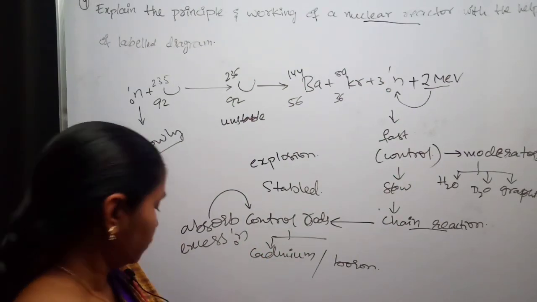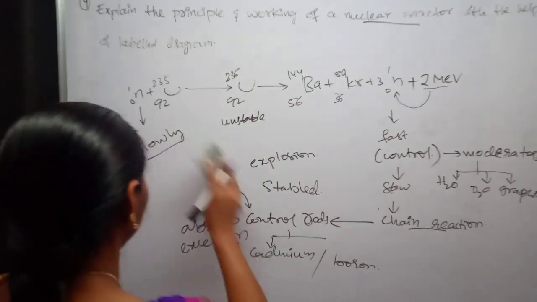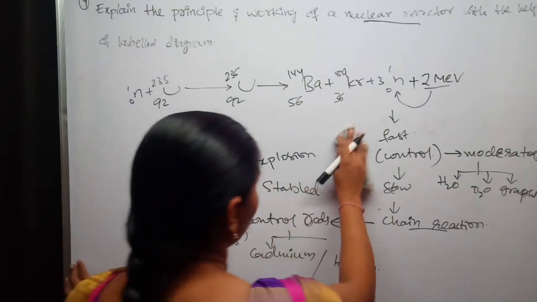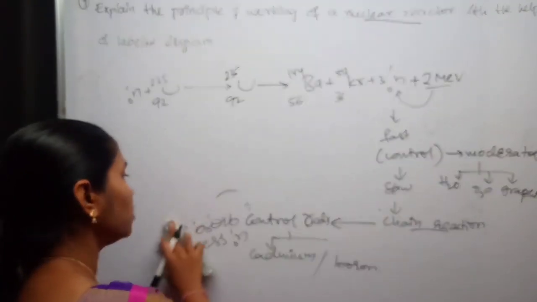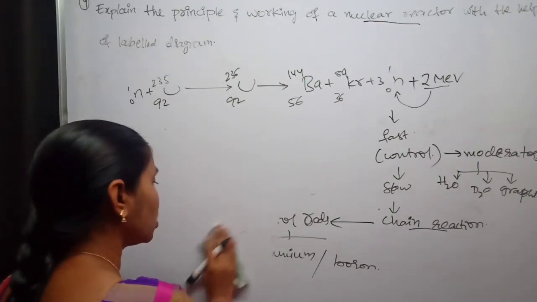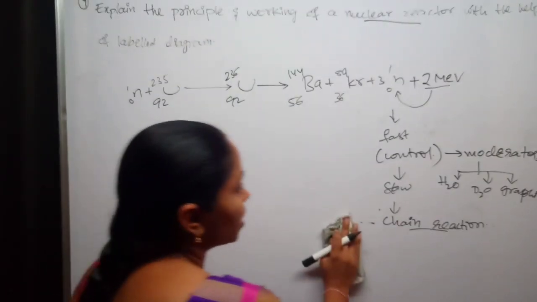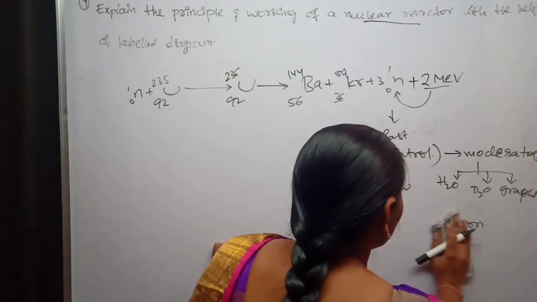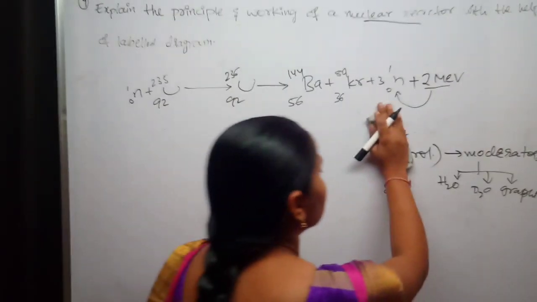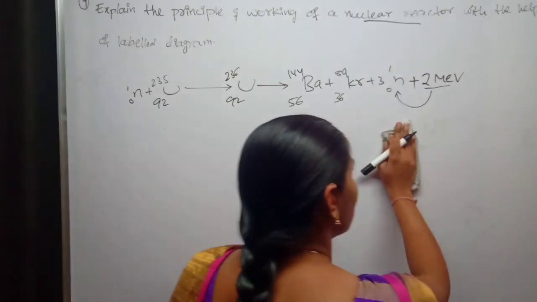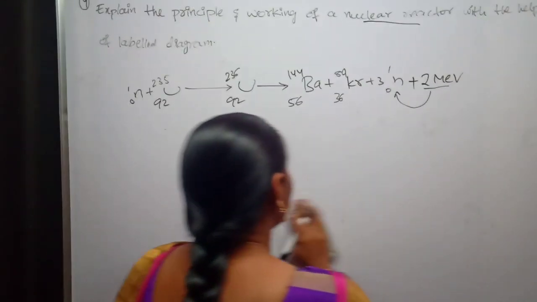Okay, so in nuclear reactors we are using moderators and control rods. Control rods are used for absorbing excess neutrons, and moderators are used for maintaining the speed of the neutrons.